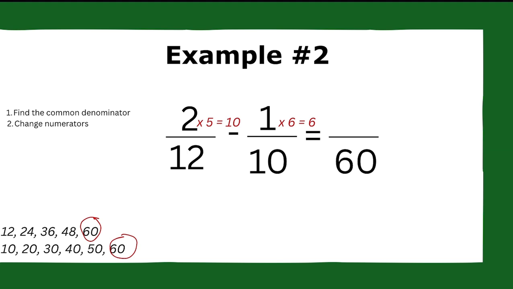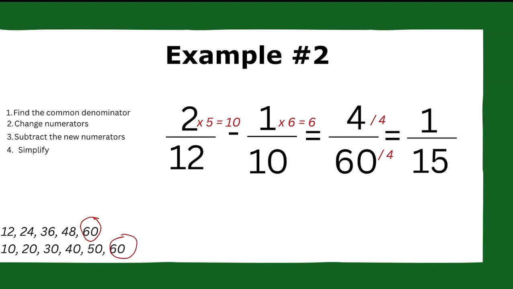So now that I have my new numerators, my third step would be to subtract them. So when I do 10 minus 6, I get 4. So now I have 4 over 60. To simplify, I'm going to want to use their greatest common factor. Their greatest common factor will be 4. So I'm going to do 4 divided by 4, and I'm going to do 60 divided by 4. And when I do that, I get 1 over 15.